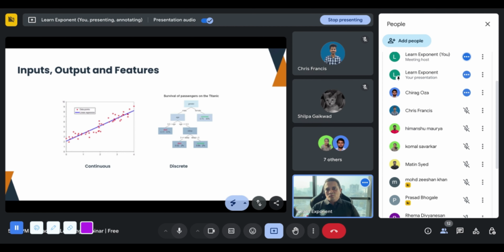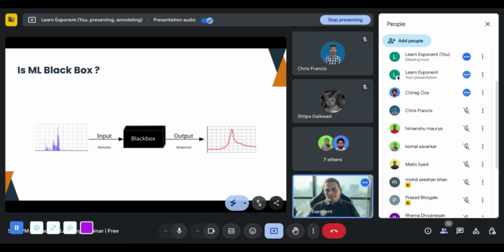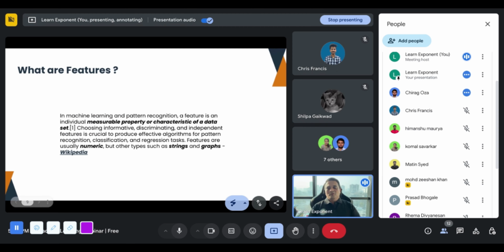All right. Now, what are the three main components of any machine learning system? The three main components of any machine learning system are inputs, outputs, and features, right? If you go back a couple of slides, we see this, right? There is an input, there is an output. So then what exactly is a feature? Let's look at an example. If you go to Wikipedia, this is the definition we find of what a feature is in the context of machine learning. Basically, it's a measurable property or characteristic of a data set. It can be numbers, strings, and graphs. So yes, features are sort of an input, but more categorically, it is a whole bunch of things.